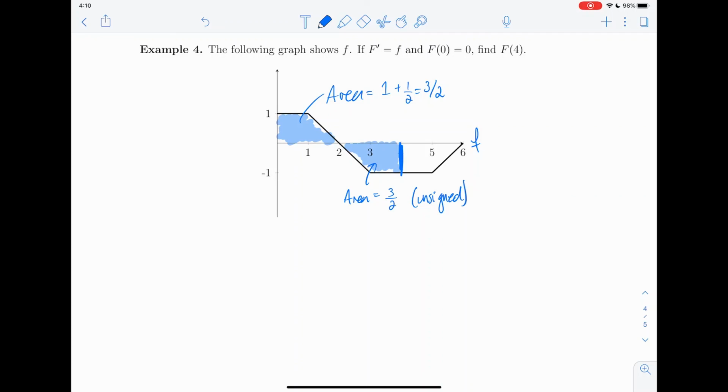So what we're going to write here is that by the Fundamental Theorem of Calculus, we're wanting to investigate the signed area from 0 to 4 of this function f. And notice that it's going to be this area all the way up to 2 plus this area all the way up to 4.